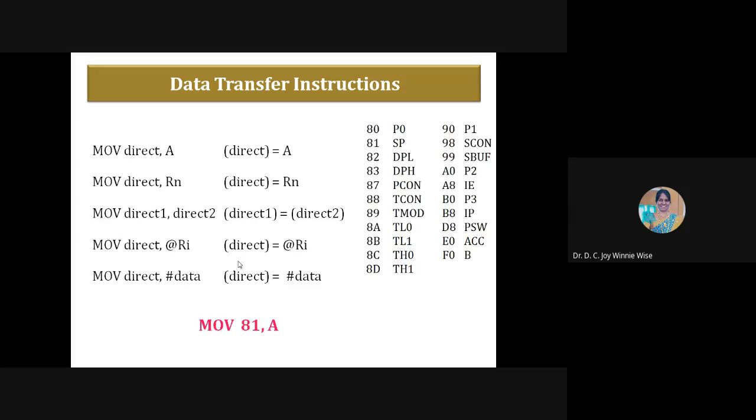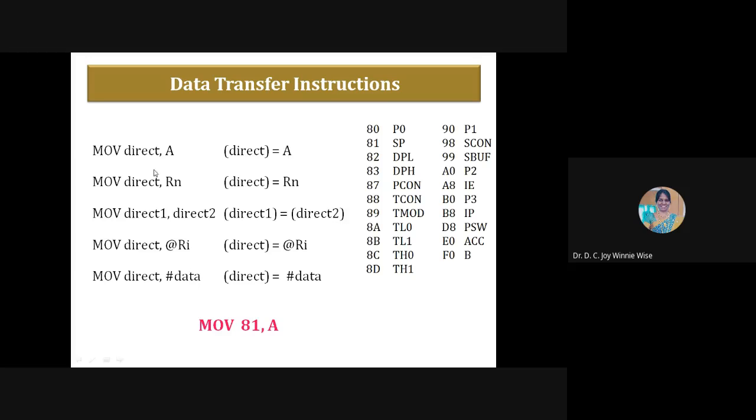Next, here the destination is direct. In this group of instructions, the destination is direct. The source can be the accumulator, so the accumulator content can be transferred to this memory location. Here Rn, the source is a register, and it can be R0 to R7. And here this is again direct, so direct 1 and direct 2. Data transfer can be between direct 1 and direct 2. Here we can have @Ri, the data in that memory location, and here this is #data.